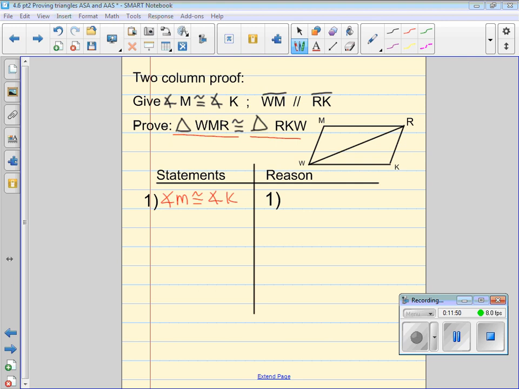I'm going to write that angle M and angle K are congruent. The reason I can say that that is a true statement is because they gave it to me. So I write the word given in here, and I'm going to go ahead and mark them up here. M and K are congruent. Okay?